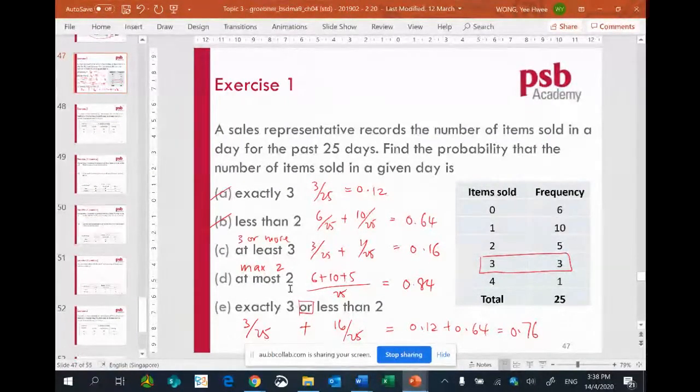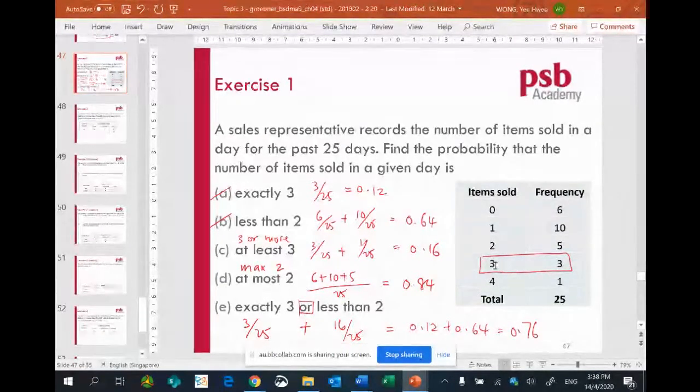D, at most 2. At most means maximum. Maximum 2, so it cannot go up further. It has to go down. So you have 6, 10, 5. Add up all together, divide by the total, 0.84.